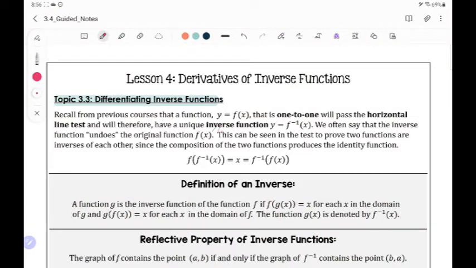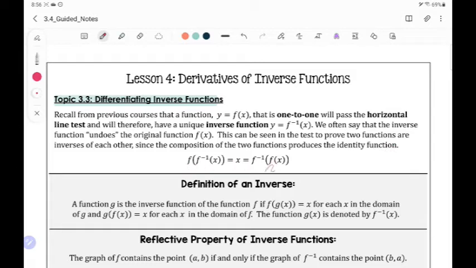Recall from previous courses that a function y equals f of x that is one-to-one will pass the horizontal line test and will therefore have a unique inverse function y equals f inverse of x. We often say that the inverse function undoes the original function f of x. This can be seen in the test to prove two functions are inverses of each other, since the composition of the two functions produces the identity function.